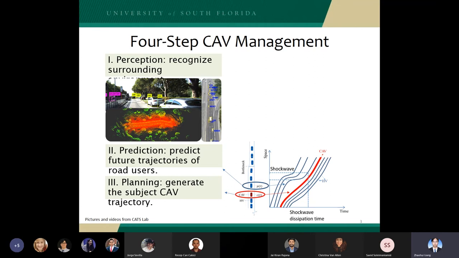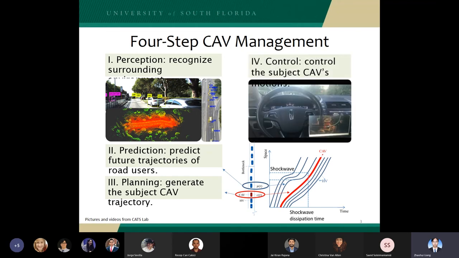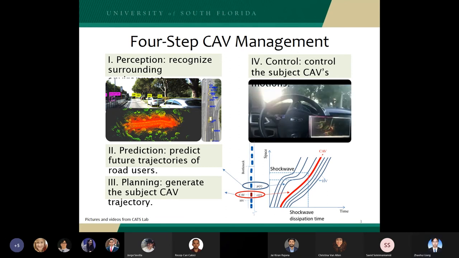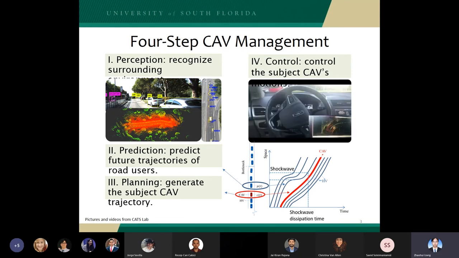The third step is planning. CAV systems will generate the subject CAV trajectory with the predicted trajectories of the other road users. And the last step is control. The CAV systems will control the subject CAV's motions based on the planned trajectory.